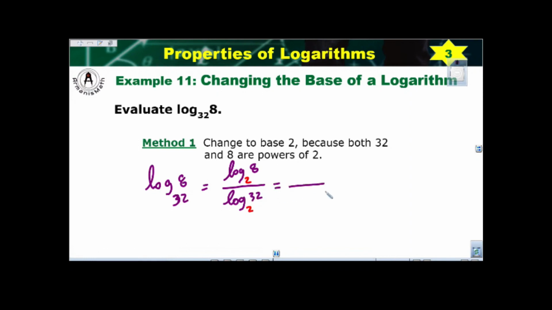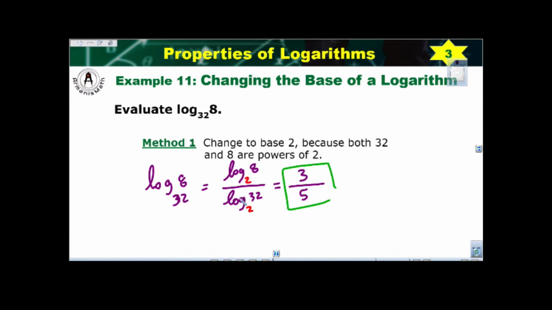Now comes your exponential side of your brain. 2 to what power gives you 8? Here we go. And 2 to what power gives you 32? Good job there, Nicole. And 5. Guess what? This is it. This is the answer. That's it. You change the base.